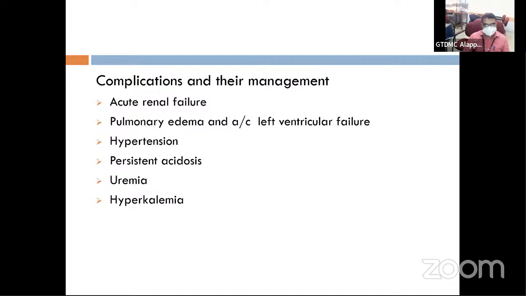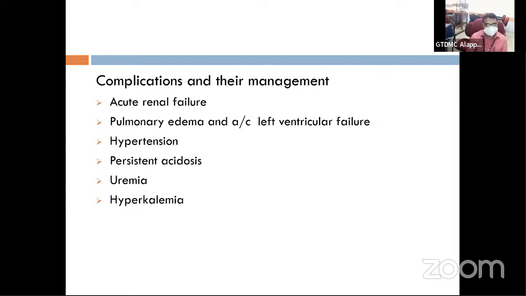Then another complication or presentation itself is hypertension. One of the etiologies for hypertension in post-streptococcal glomerulonephritis is mainly fluid overload. There are other factors that also contribute to hypertension. So fluid restriction and repeated doses of diuretics will help in reducing the hypertension in the initial phase. Fluid restriction and salt restriction also will help to reduce the hypertension, and repeated doses of diuretics like furosemide.